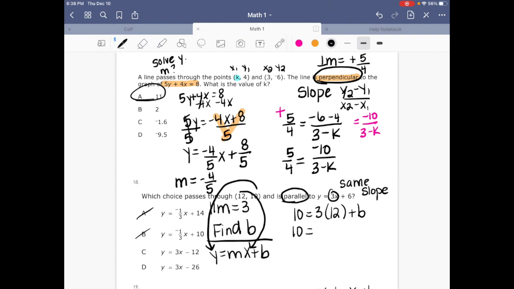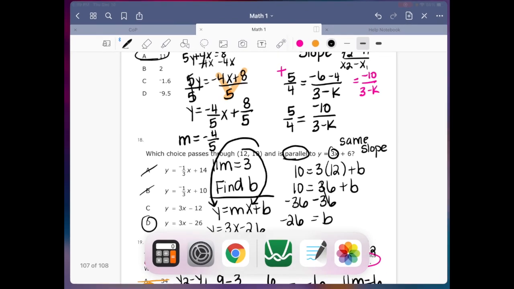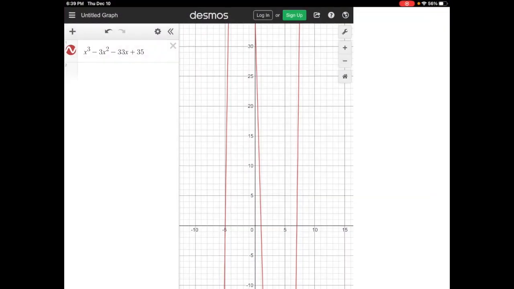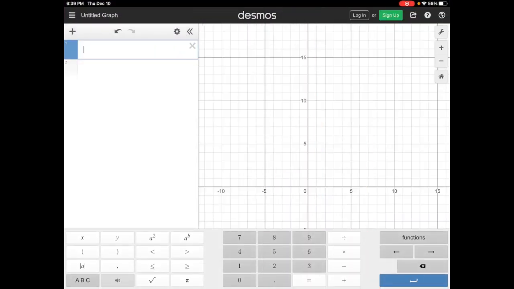So we're going to do 10 equals 3 times 12, which is 36, plus b. Subtract 36, and b equals negative 26. So I have my parallel slope, which is 3x minus 26. Answer is D. I can also check this in Desmos, and I can plug in my values here.